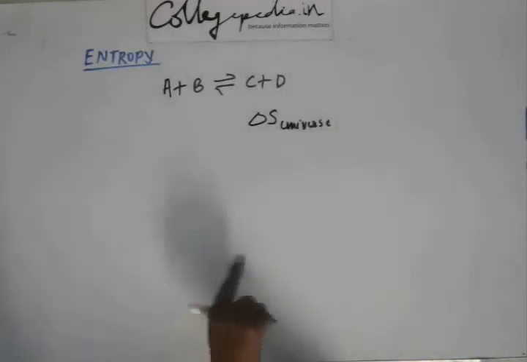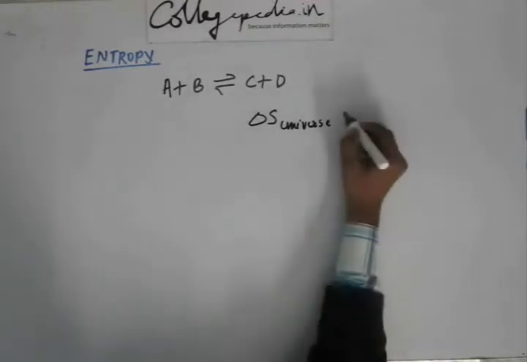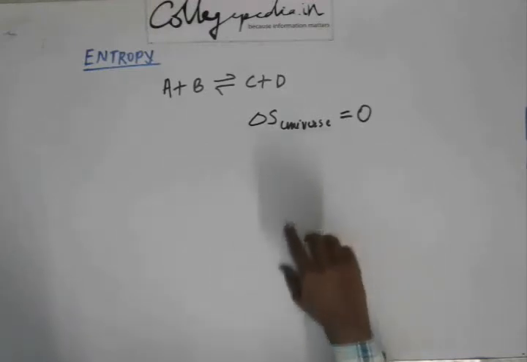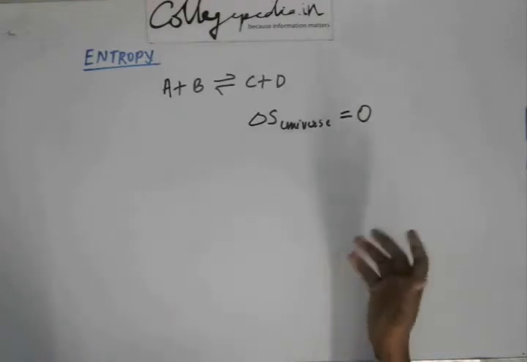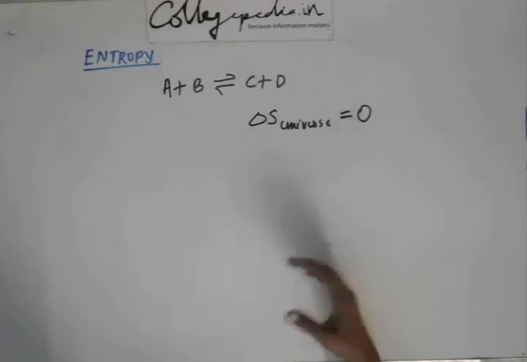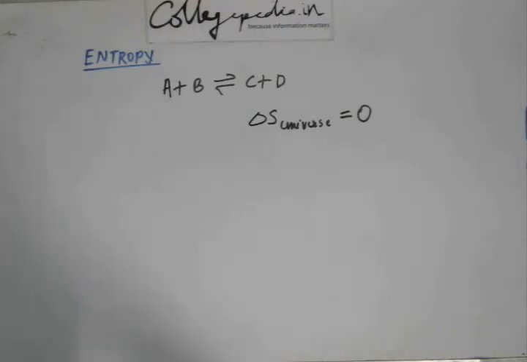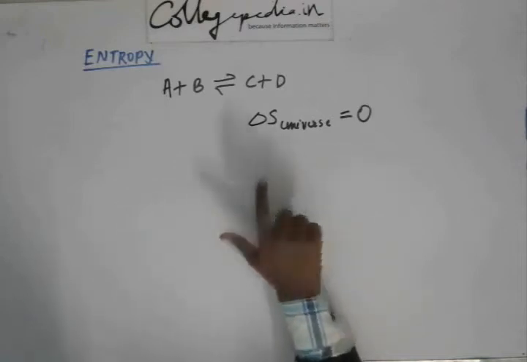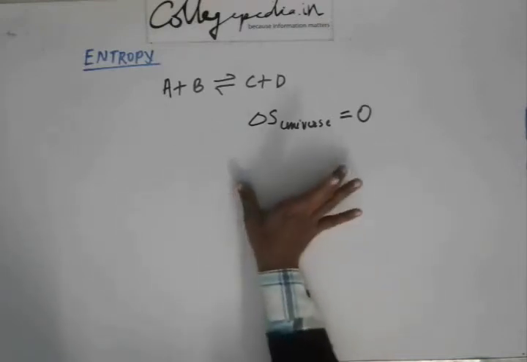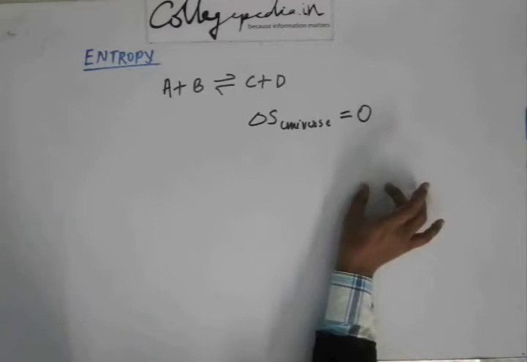From discussion of the previous problem that we have seen, delta S of universe is equal to 0, because that's the net delta S that is going to give us the information about the spontaneity and non-spontaneity. Delta S of universe is the real parameter that gives us the information about the net change in the energy distribution. So at equilibrium, the energy distribution is not changing. So delta S of universe must be equal to 0.